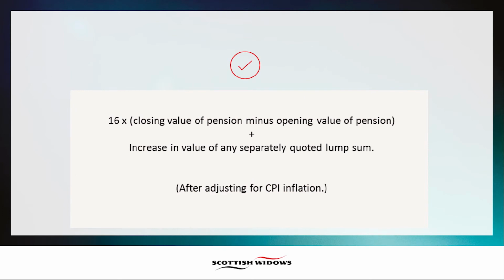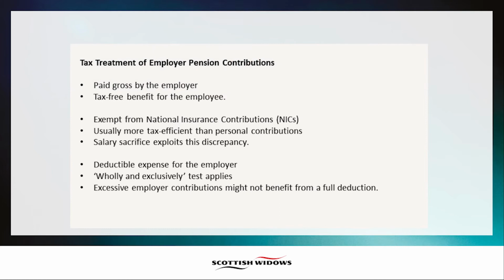In broad terms, it is 16 times the difference between the accrued pension at the end of the tax year and the start of the tax year, plus the value of any lump sum accrued during the same period and after adjusting for CPI inflation. Deducting the employee's own contribution to the scheme from this figure gives the employer contribution. We will now move on to the tax treatment of employer contributions, firstly from the employee's point of view and then from the employer's perspective, which is particularly important for those clients that run owner-managed businesses via a company structure.